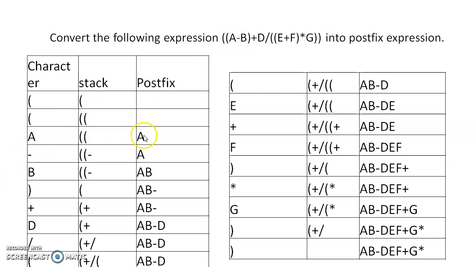A is added to the postfix expression. Then minus is coming. We are placing it into the stack. B is coming. Then we are adding it to the postfix expression. Then closing parenthesis is coming. Until the opening parenthesis, pop all the operators. That is, minus is popped and we are discarding the parenthesis.